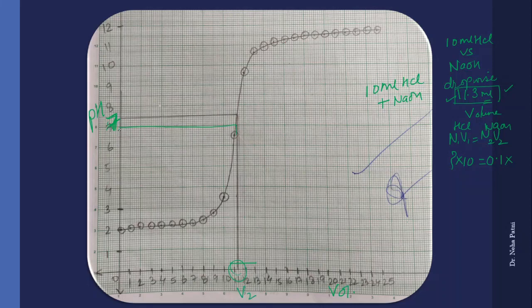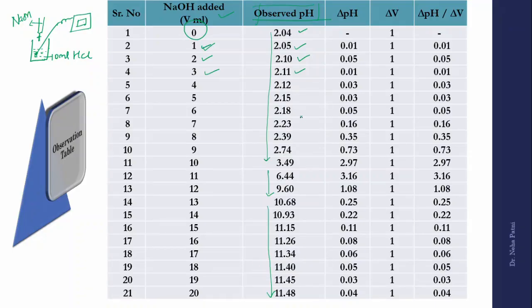Since at the neutralization point it should be 7, you just have to extrapolate it to the curve and then extrapolate it to the volume axis to get the final V2. Now coming back to, we have done this portion.